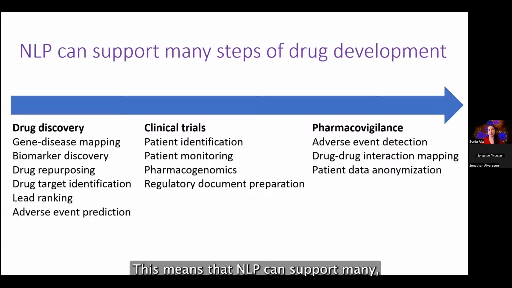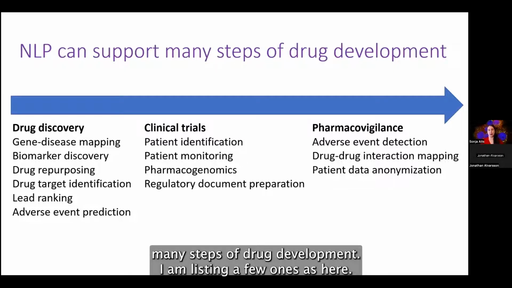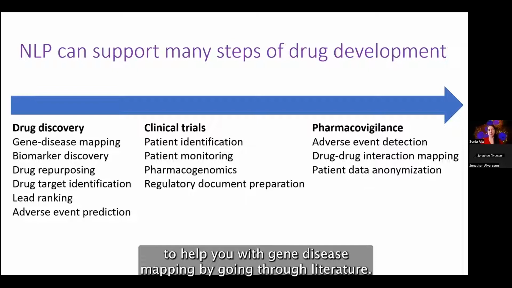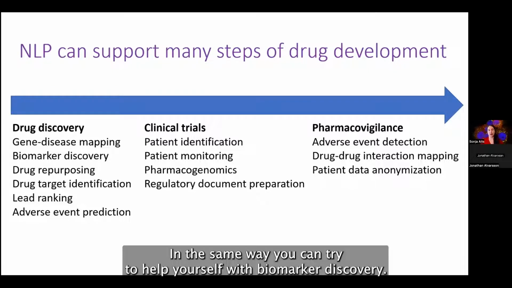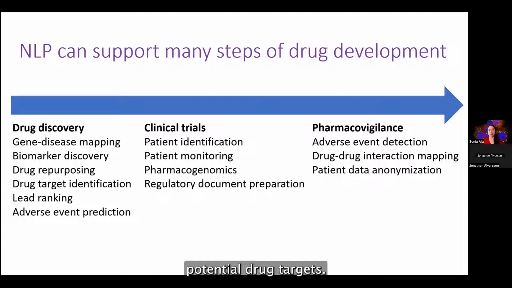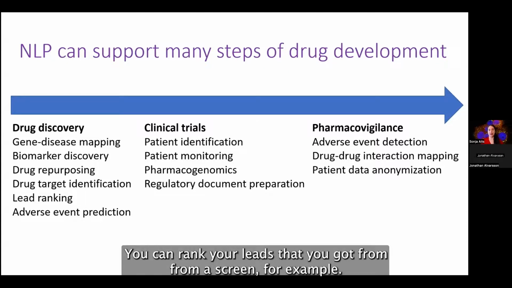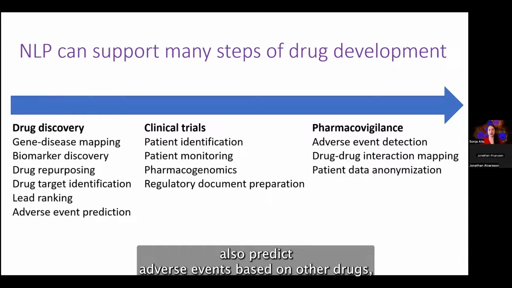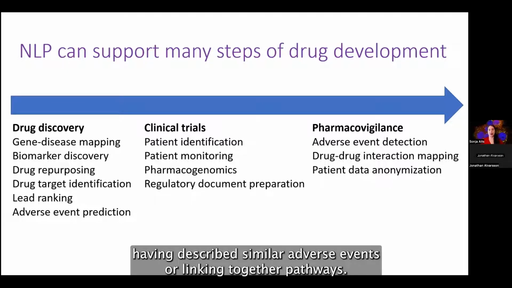This means that NLP can support many, many steps of drug development. I'm listing a few here. So for example, if you're in the early drug discovery phase, you could use NLP to help you with gene-disease mapping by going through literature. In the same way, you can try to help yourself with biomarker discovery. You can look for drugs that could be repurposed. You can identify potential drug targets. You can rank your leads that you got from a screen, for example. And you could also predict adverse events based on other drugs having described similar adverse events or linking together pathways.